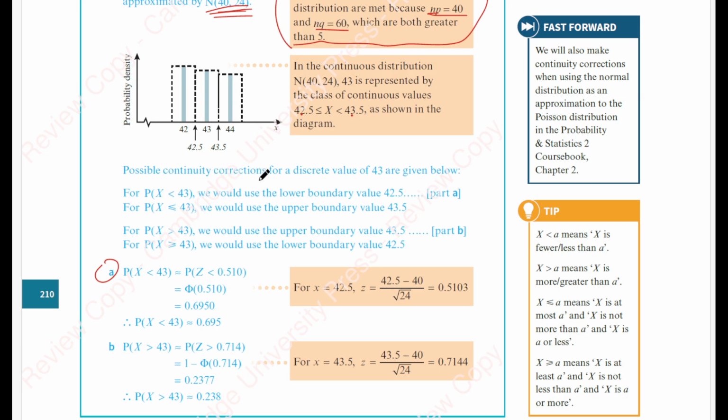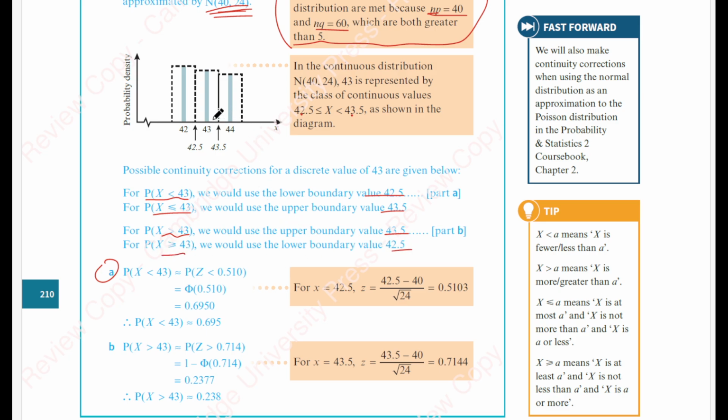If possible, continuity corrections for a discrete value of 43 are below. If we have less than 43, we use the lower boundary value. If we have less than or equal to 43, we use the upper boundary value. If we have larger than 43, we use the upper boundary value, and if we have larger than or equal to 43, we use the lower.